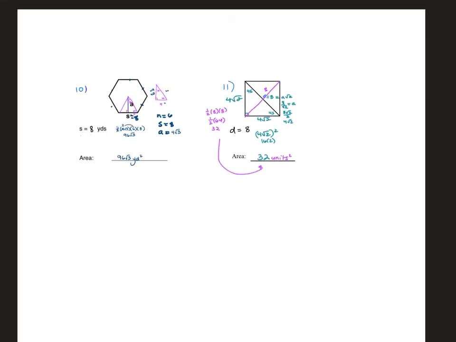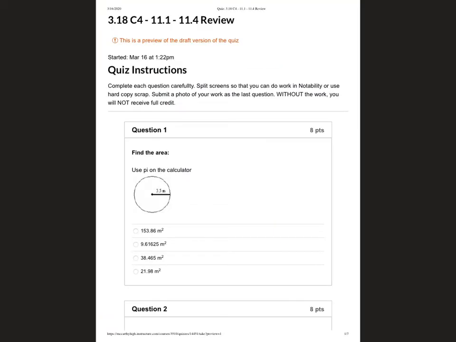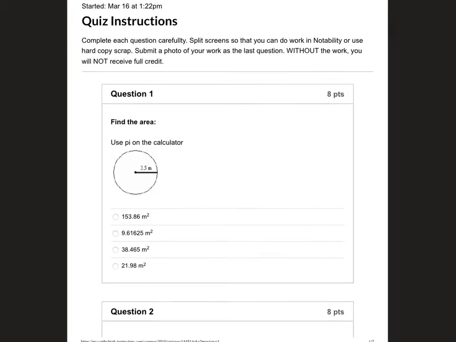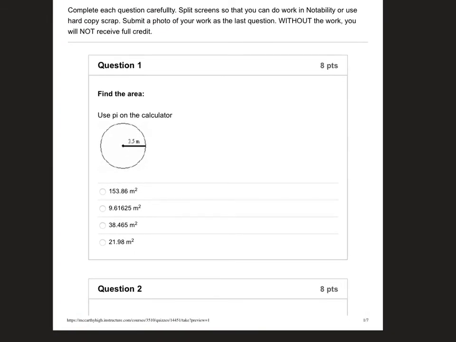Okay, that wrapped up the extra practice, the first one. Now let's look at the Canvas Webassign. So these were the same questions, they might have been in a different order, but obviously just rotated around. This one said, find the area, and we're talking about the area of a circle now. So area of a circle is pi r squared, and it said to use the pi on the calculator.